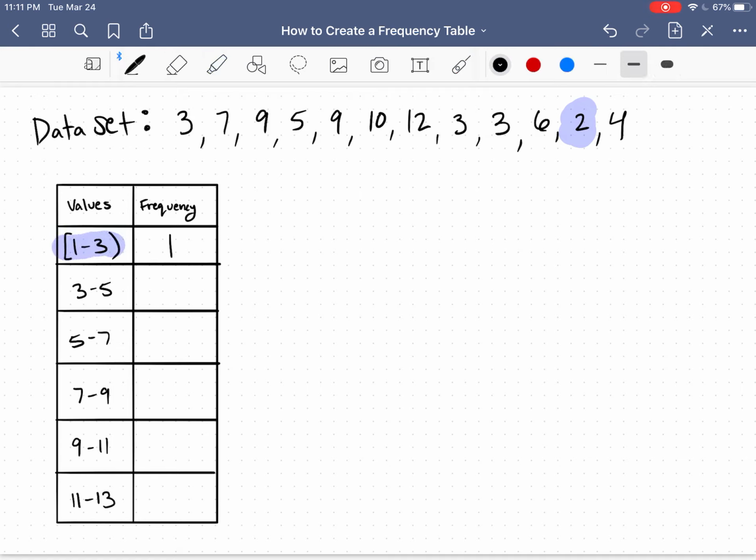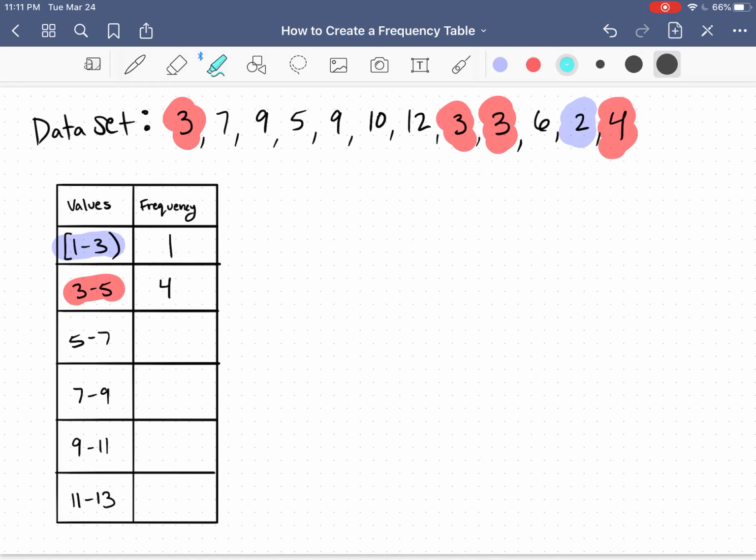Next, I have the interval 3 to 5. With 3 to 5, that's going to be all of the numbers between 3 and 5, but not equal to 5. So it looks like I have this number, and this number, this number, and this number. So that's a total of 4 numbers that are between 3 and 5, but not equal to 5. So my frequency is 4.